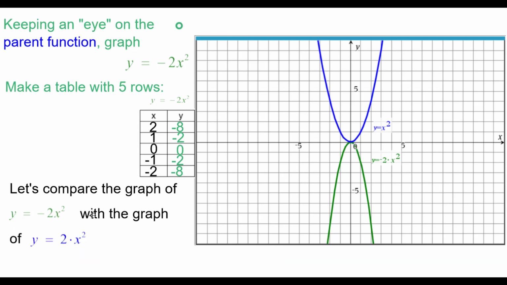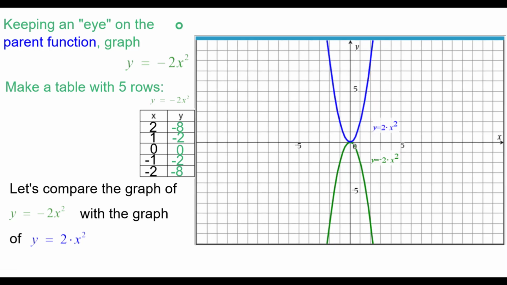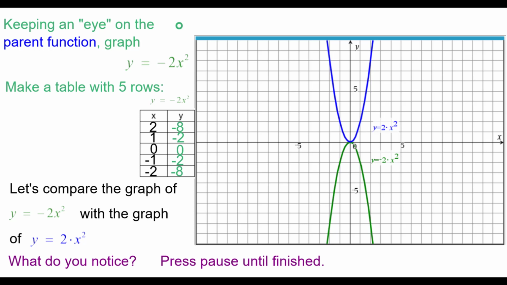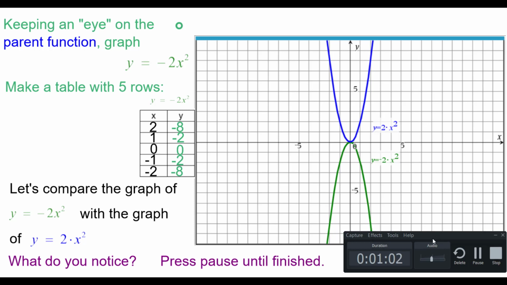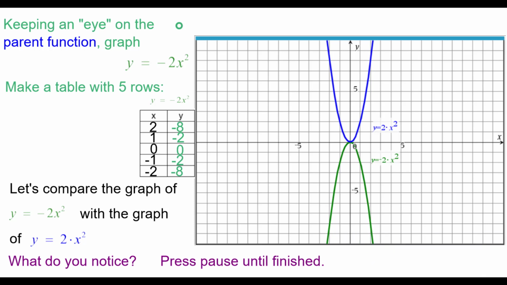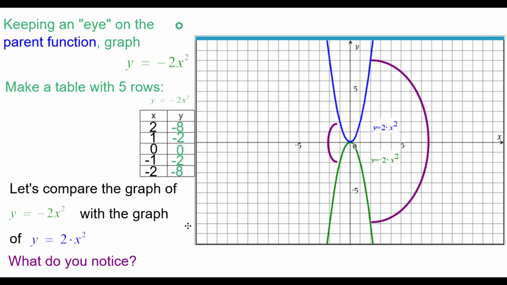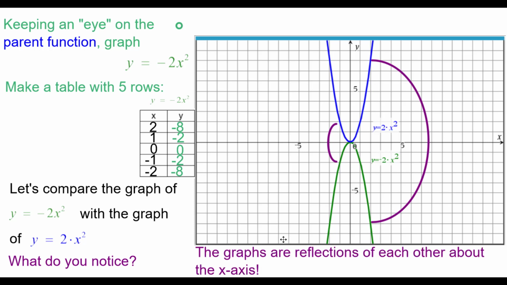Let's compare the graph of y equals -2x squared, the green one, with y equals positive 2x squared. So let me go ahead and graph that for you. What do you notice? Press pause until you're finished. Notice here, look at these 2 points. Look at these 2 points. In fact, look at all the points. The graphs are reflections of each other about the x-axis, using the x-axis as a mirror: mirror images of each other.